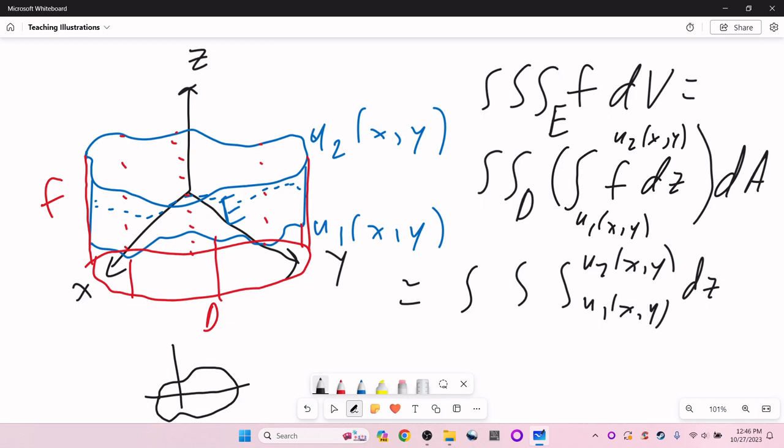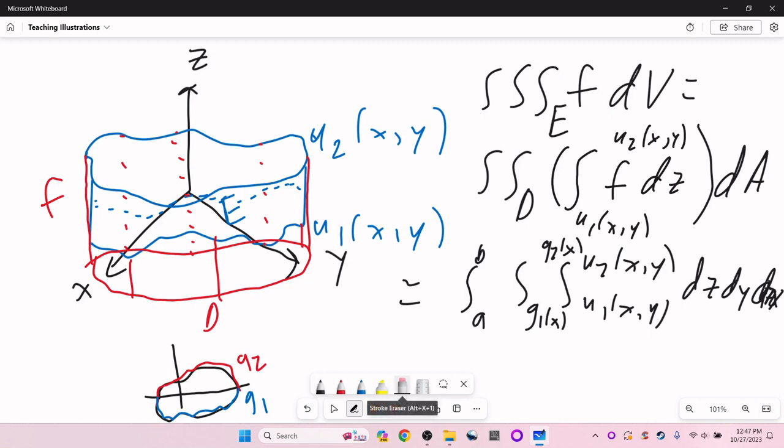And then maybe we will go g1 of x to g2 of x, where the top half here would be g2, and the bottom would be g1. And so at every point, we'd have a top and a bottom that we'd subtract. So that would be dy, and then we would finally go x from a to b. Make that look more like an x.